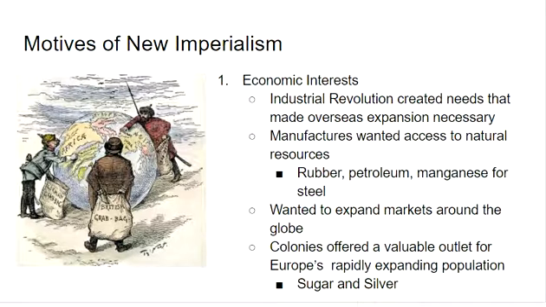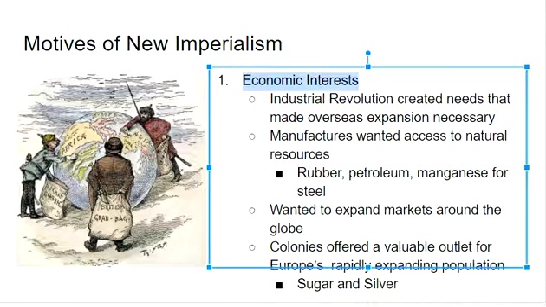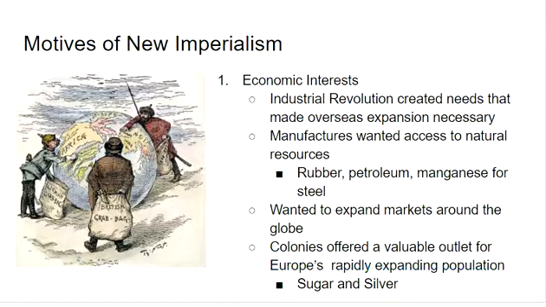So we're going to talk about the motives of imperialism. The first motive of imperialism is economic interest. Countries imperialized in order to help their economy. The Industrial Revolution created the need that made overseas expansion necessary.